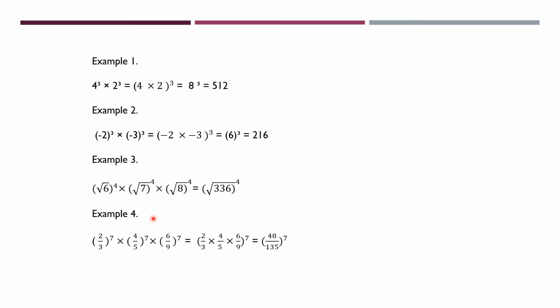Next example, 2 by 3 raised to 7 into 4 by 5 raised to 7 into 6 by 9 raised to 7. Here the bases are different and the exponents are same. So we have to multiply the bases, that is 2 by 3 into 4 by 5 into 6 by 9 whole raised to 7 and the answer will be 48 by 135 whole raised to 7.